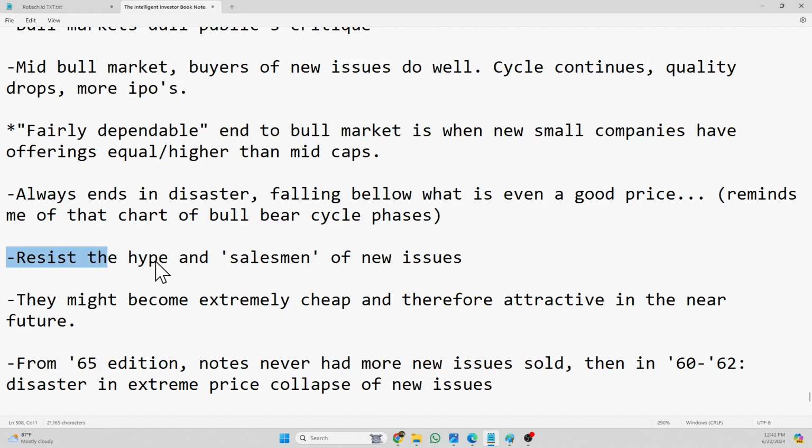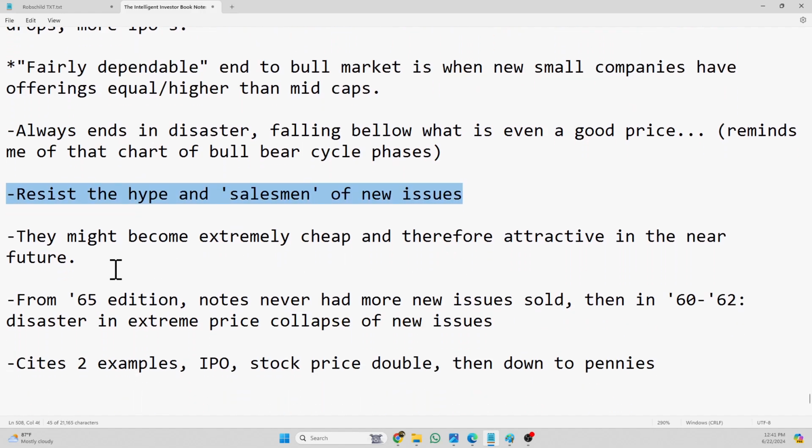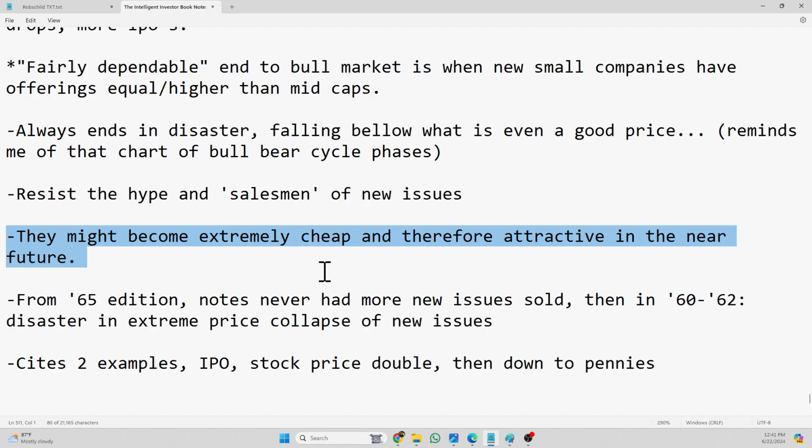All right, and so moving on, basically resist the hype and salesmen of new issues. Especially if they're not at a discount. Just wait for them to be on discount, then buy them. That's the whole point here. They might become extremely cheap and therefore attractive in the near future.